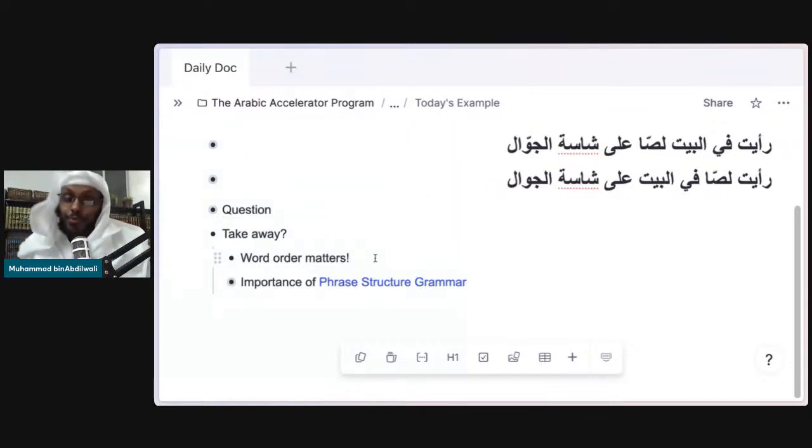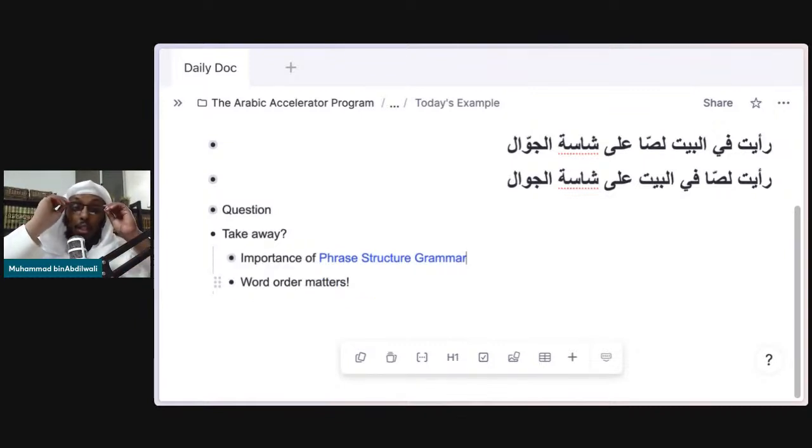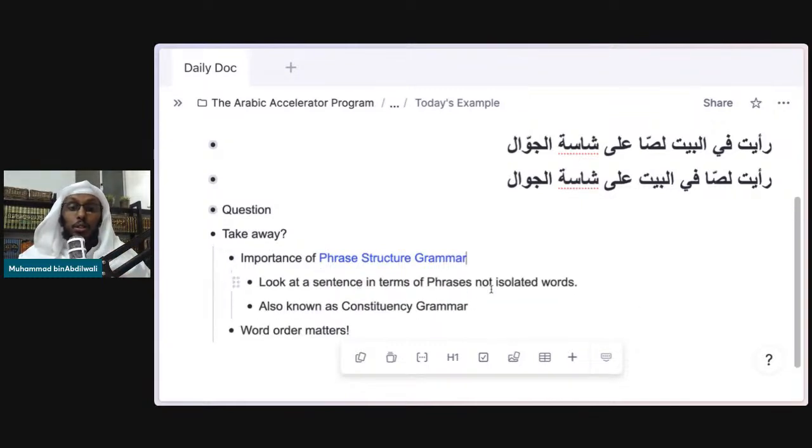Also, the importance of what is called the phrase structure grammar. And this is really the biggest point here that today's session is about. The importance of what we call phrase structure grammar, which, in other words, means look at a sentence in terms of phrases. Don't look at it as isolated words.